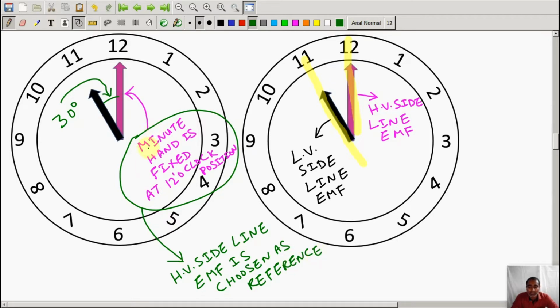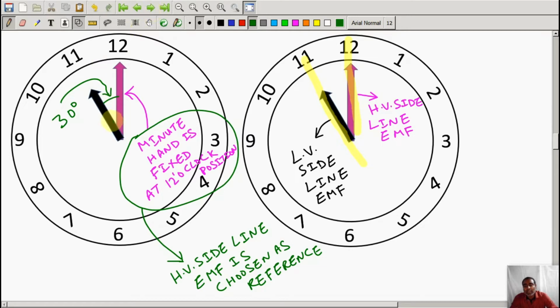The basic justification we can find is that it was said that the minute hand is fixed at 12 o'clock position. So since the minute hand is fixed at 12 o'clock position, that is the reason we are saying that high voltage side line EMF is chosen as reference. So HV side is our reference. When we are saying 30 degree lead, obviously it is the LV side line EMF which is leading, because in any case we are making the high voltage side line EMF the reference. So the 30 degree lead means that the LV side line EMF is leading by an angle of 30 degree.